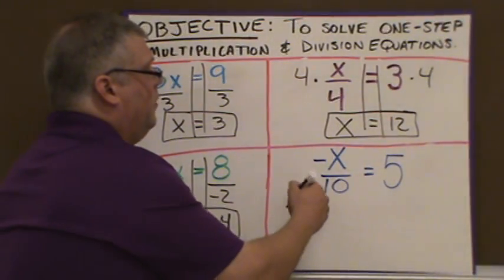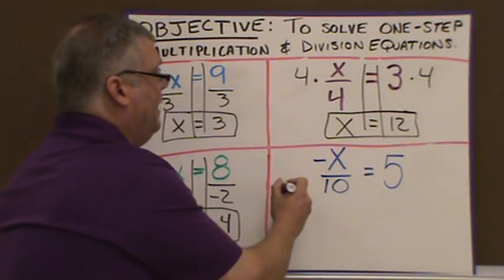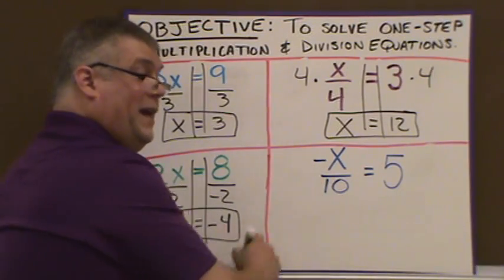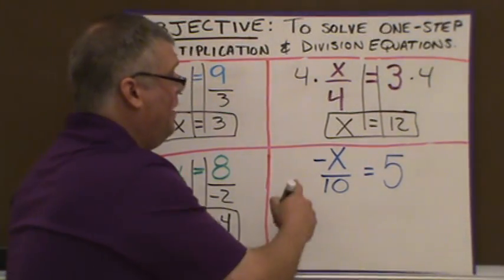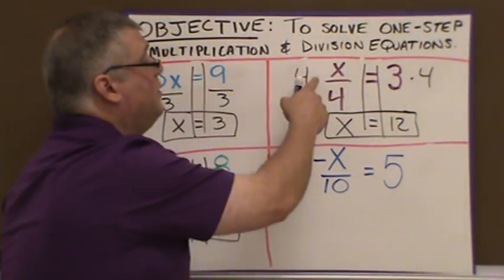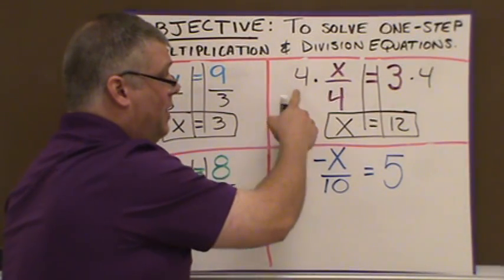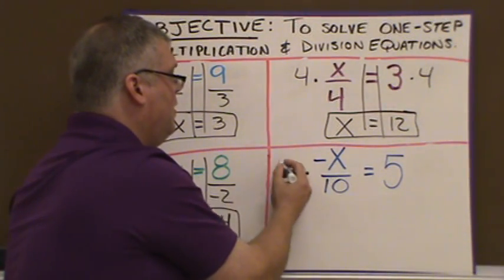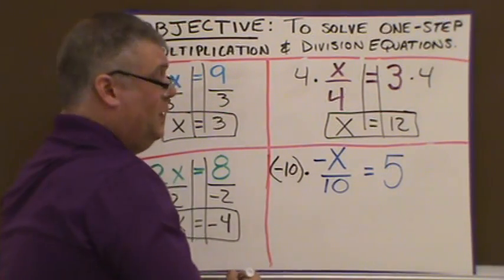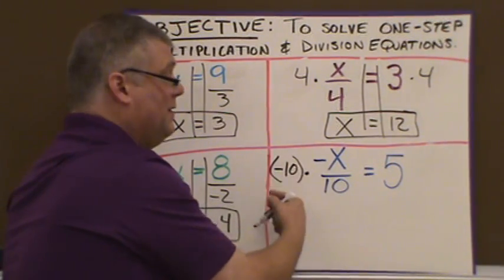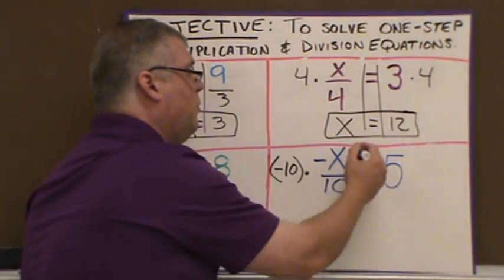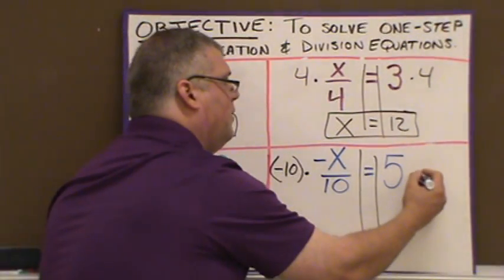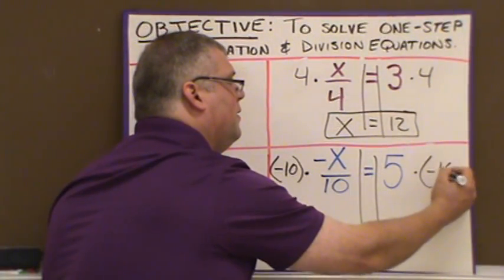Over here, we've got negative x over 10. Again, I want to get rid of the negative. So when I do the opposite operation here, just like when I had division and I multiplied, I'm going to be multiplying here. I'm going to multiply by negative 10, because I want to get rid of the negative at the same time. Whatever you do to one side, you've got to do the same thing to the other.